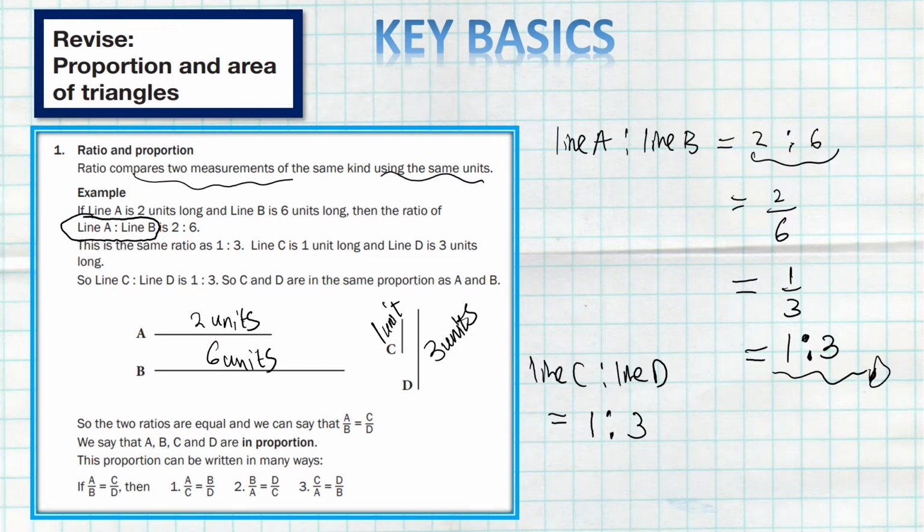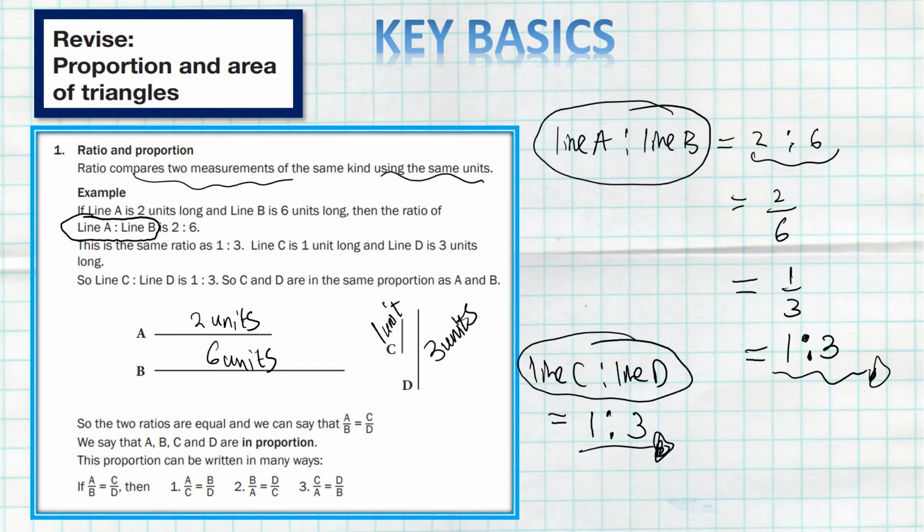We can now see that line A and B and line C and D have the same ratios. Can you see? They have the same ratios. So if they have the same ratios, we can now conclude that they are in the same proportion. That's where proportionality comes in now.